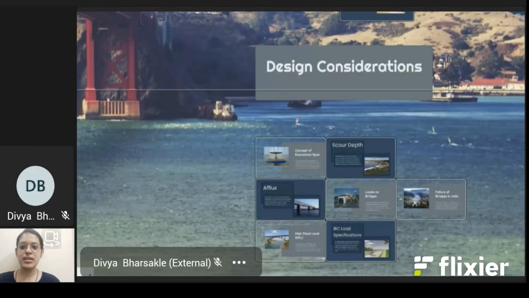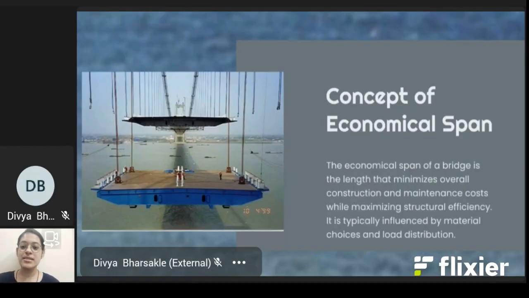Now, we will be seeing the design consideration of the bridges. And the first one is the concept of economical span. Now, the economical span is basically the length that minimizes overall construction, maintenance cost, while maximizing the structural efficiency, typically influenced by material choices and load distribution.